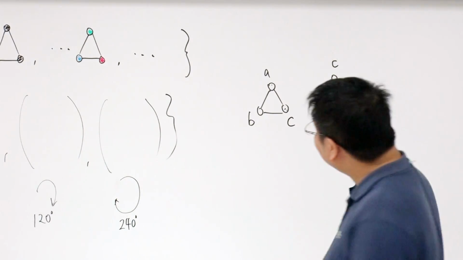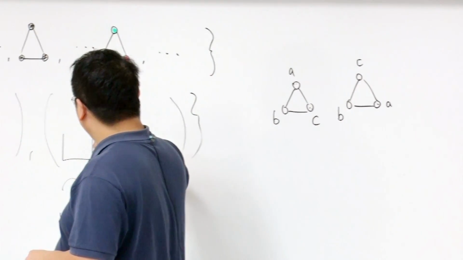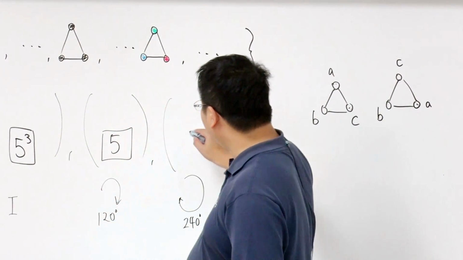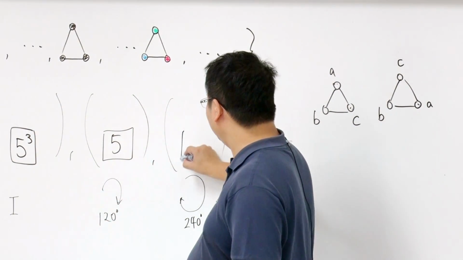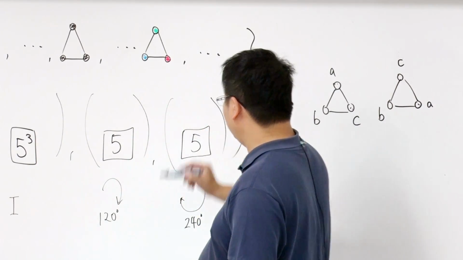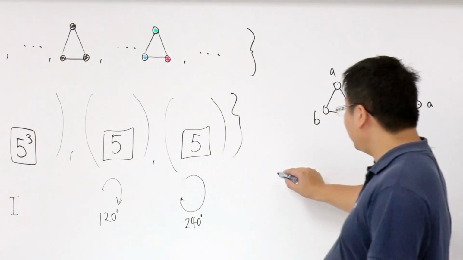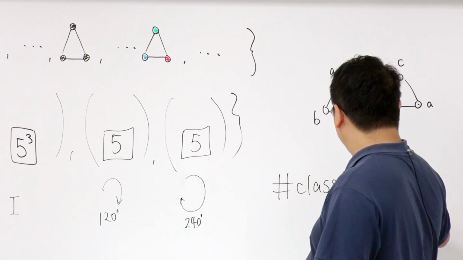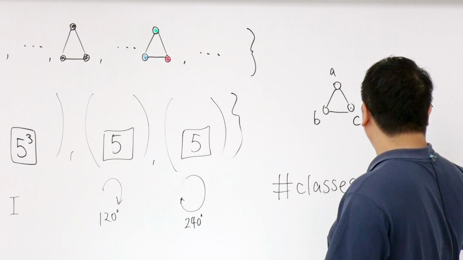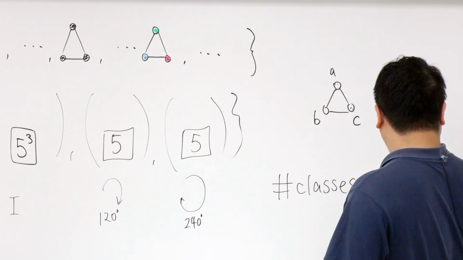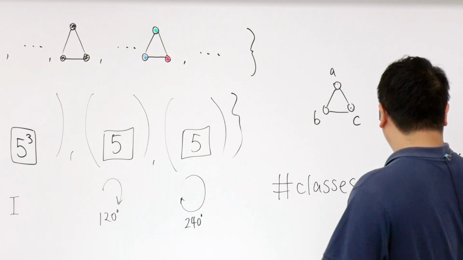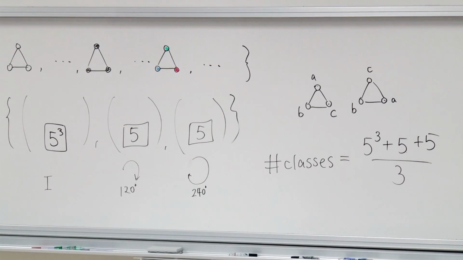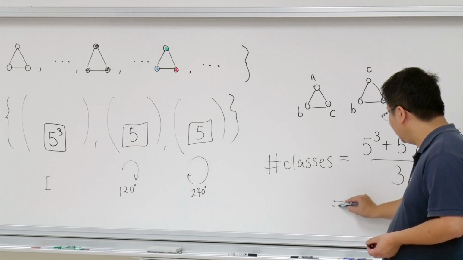Okay? So in that case, how many invariants? 5. Excellent. And how many invariants here? 5. So the number of classes by Burnside is equal to 5 to the power 3 plus 5 plus 5 divided by 3. And that's it. Okay. So it's going to be something like 45, right?